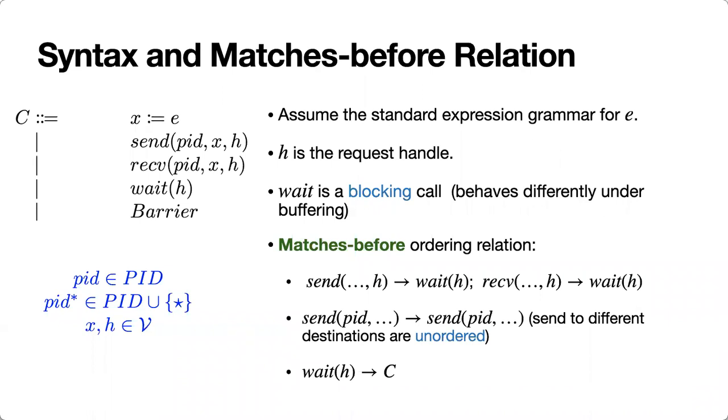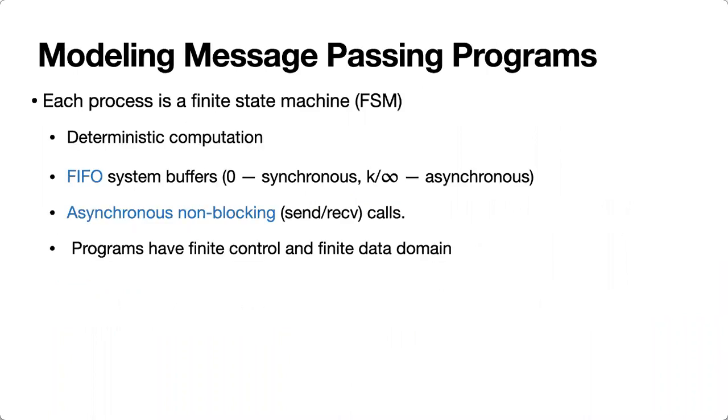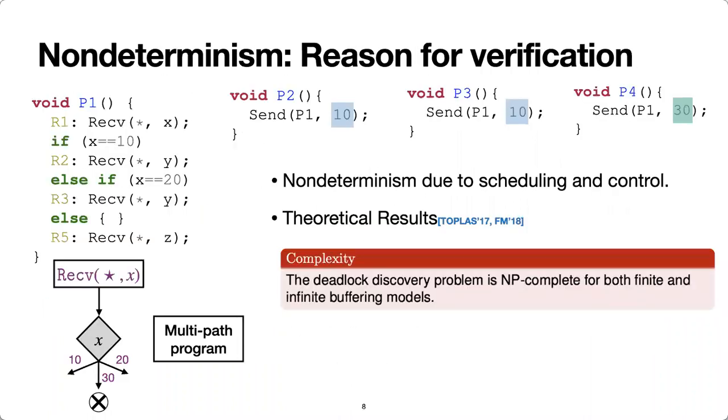So wait H means you're waiting for H to have been sent. Yeah, you're waiting for the communication call uniquely identified by this handle H to have completed. Okay. Also in that program you showed, is P3 meant to send 20 or?